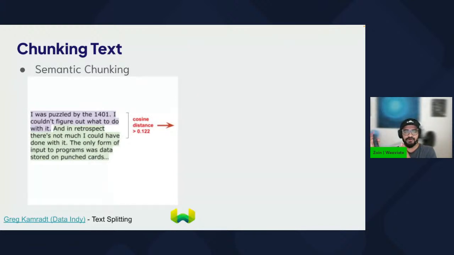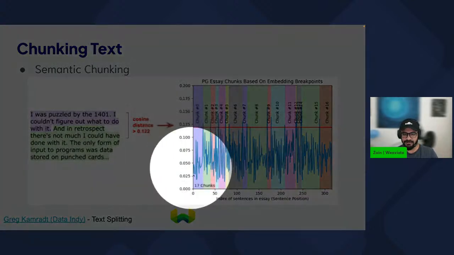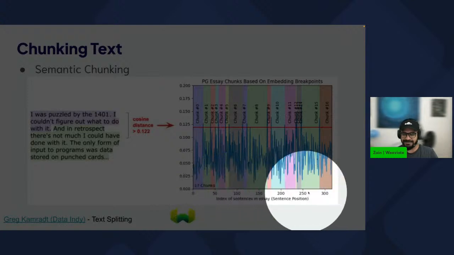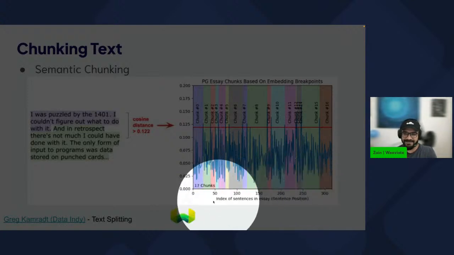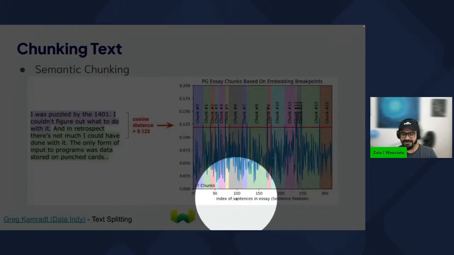And if you start deviating in meaning, meaning that the vectors are getting far enough apart, then you start a new chunk. Right? So if you do this over an entire document, this is what it looks like. And this is quite an involved graph, so let me go into it one by one. On the x-axis, you have the sentence index. So this is about 350 sentences in this document.